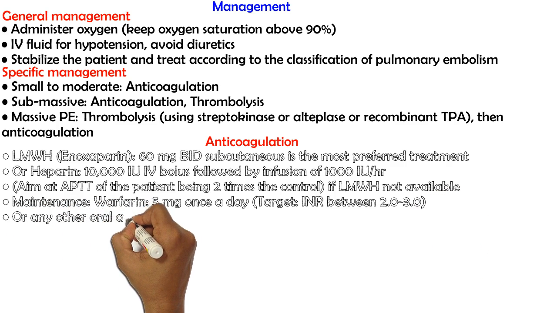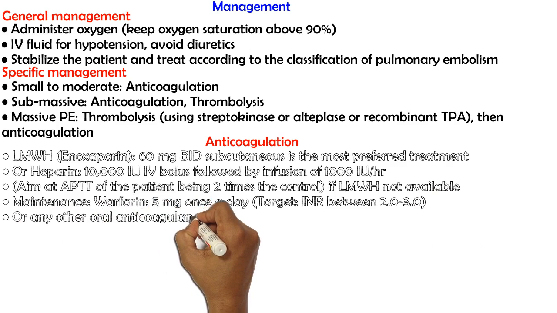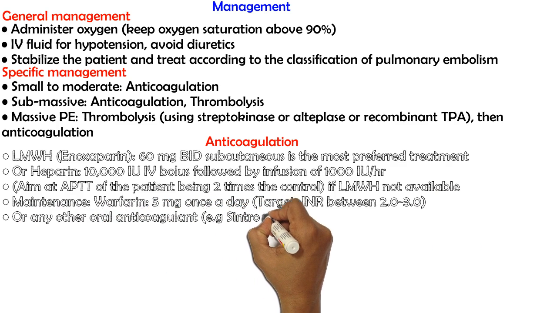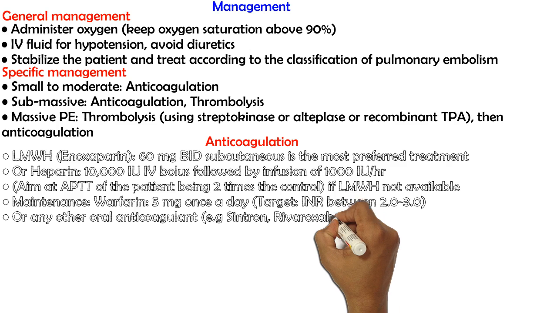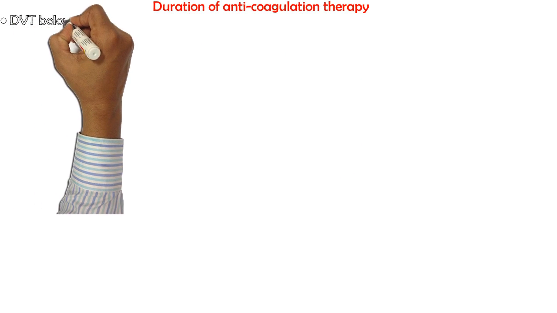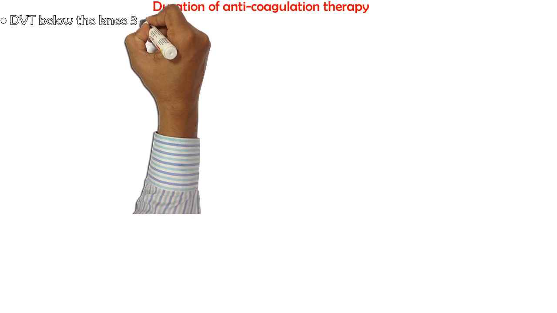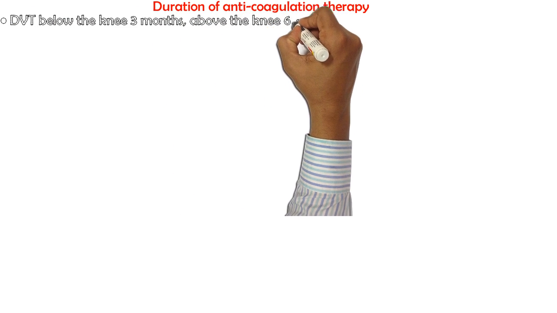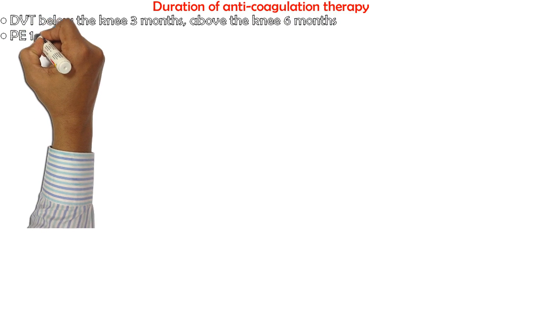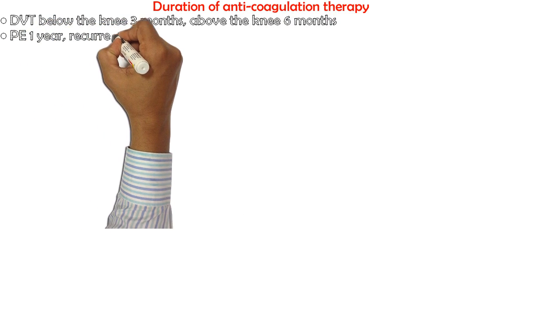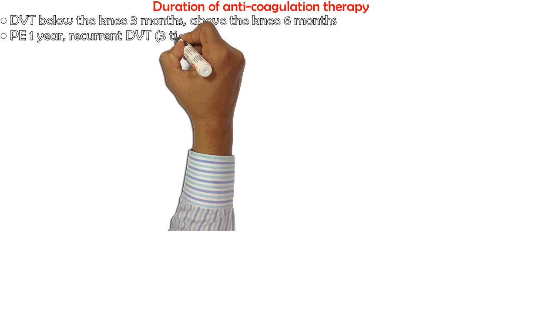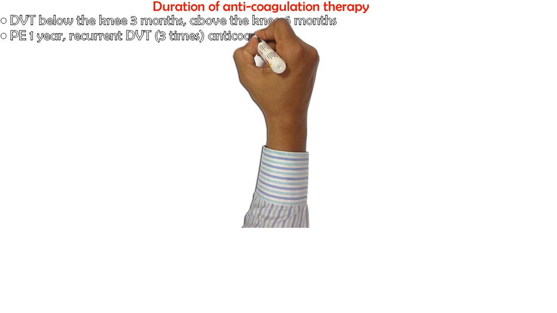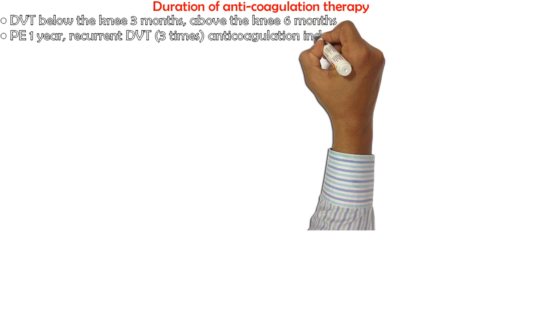So we want to talk about the duration of therapy. Now, DVTs which are below the knee are supposed to be managed for 3 months. Then those above the knee are supposed to be managed for 6 months. If someone has a pulmonary embolism, you have to manage for 1 year. A patient who has been having recurrent DVTs, here we mean 3 times of DVT and more, you have to anticoagulate for life, what we call an indefinite anticoagulation.